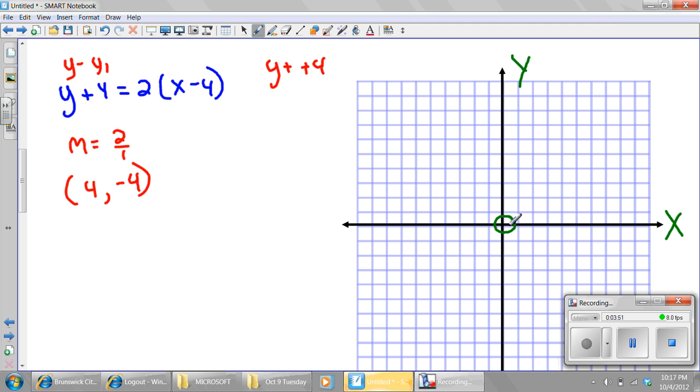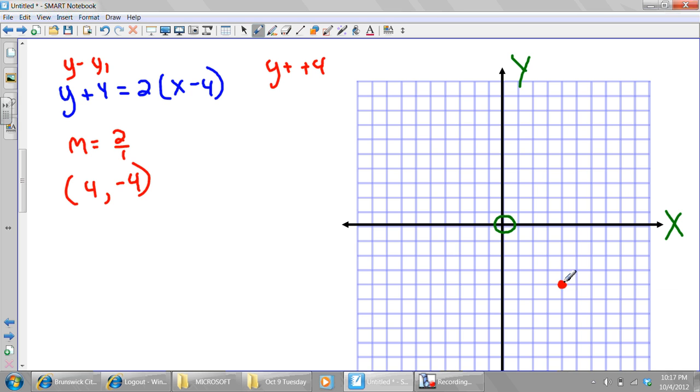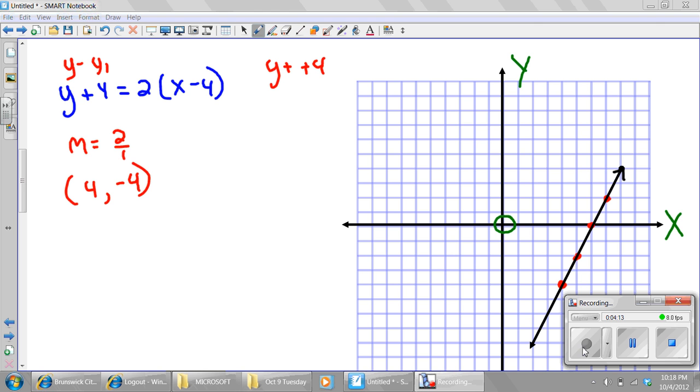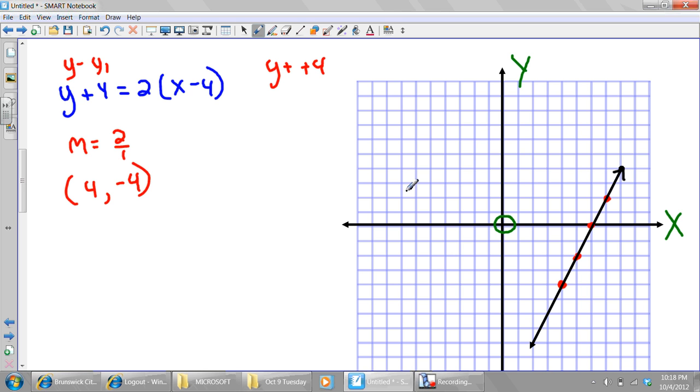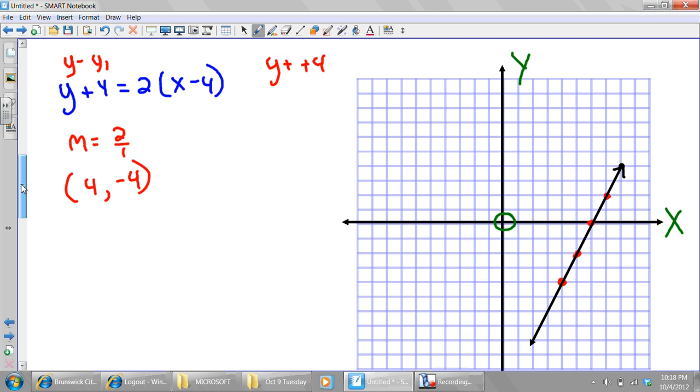To plot my points, 1, 2, 3, 4, and down 1, 2, 3, 4 right there. And then I do slope: rise 2, run 1, rise 2, run 1. Sounds like a song. All right, so there is our line. We can find the slope and the point right from that form.